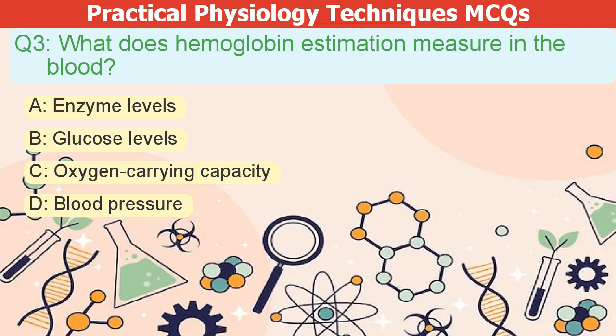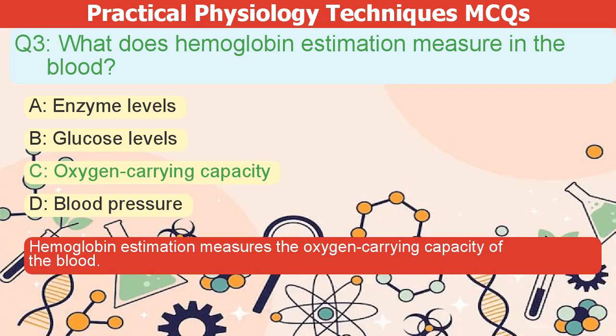What does hemoglobin estimation measure in the blood? A. Enzyme levels. B. Glucose levels. C. Oxygen carrying capacity. D. Blood pressure. The correct answer is C. Hemoglobin estimation measures the oxygen carrying capacity of the blood.